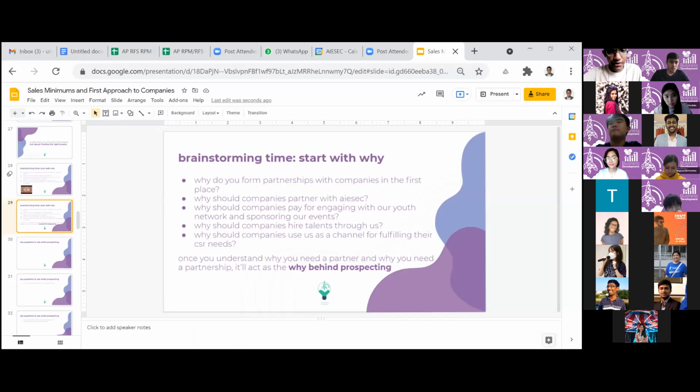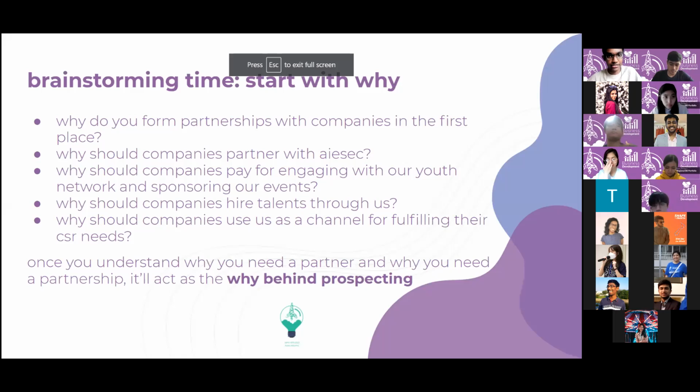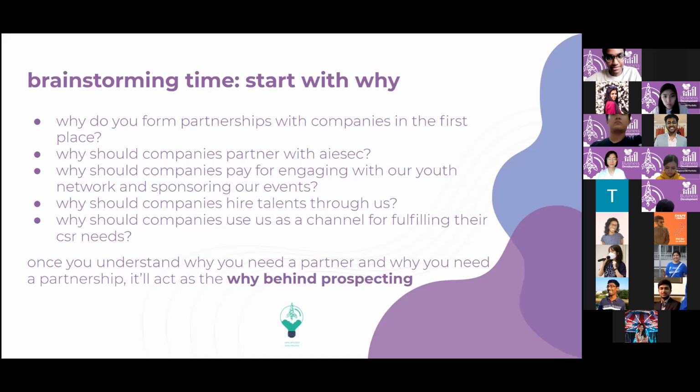Cool. So just now you were brainstorming about starting with why. The essence of why I want you to go through this exercise is to understand why you need a partner to begin with, because that's the first step of knowing the why behind prospecting. So it's always about backward planning. Even though we say prospecting is the first step of the process, it's about working backwards to understand: what kind of partnership do I want? Why do I want this kind of partnership? And then accordingly, I find a suitable company to partner with.